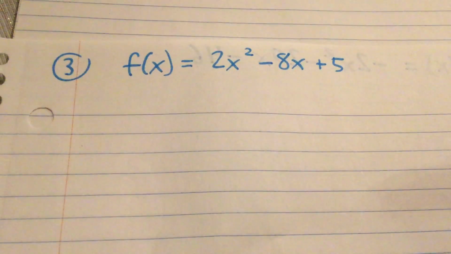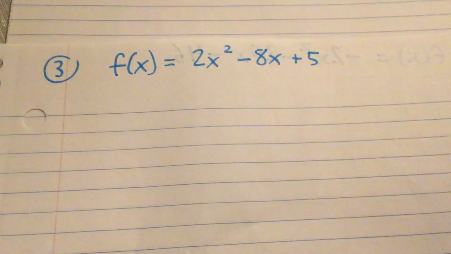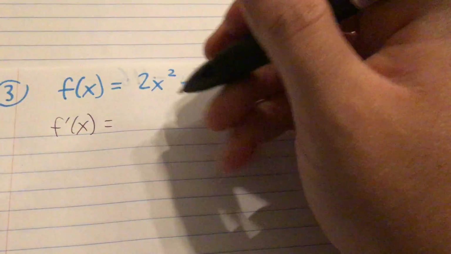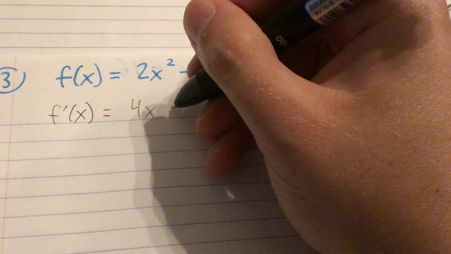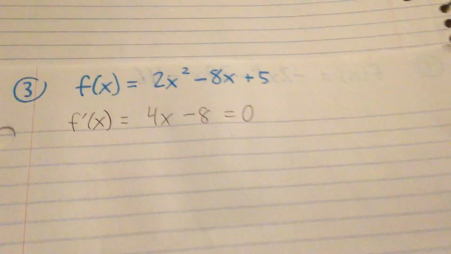All right, moving on to problem number 3 now. F of x is equal to 2x squared minus 8x plus 5. So you get the idea. You set f prime of x equal to 0. In this case, the derivative of 2x squared would be 4x. And then negative 8x, the derivative of that is minus 8. And that's equal to 0.